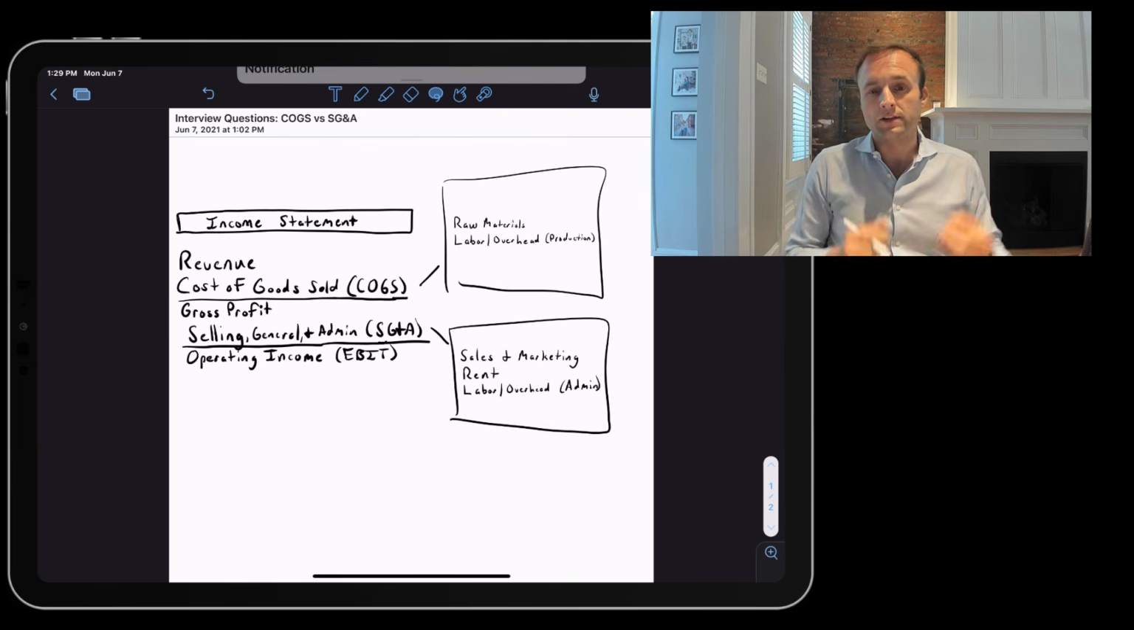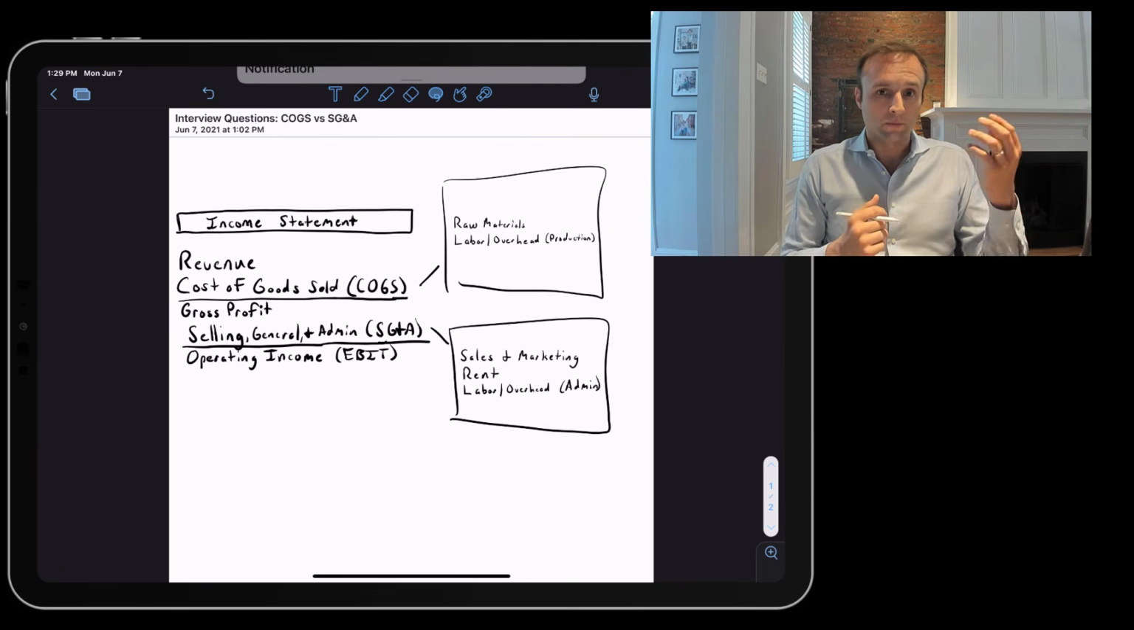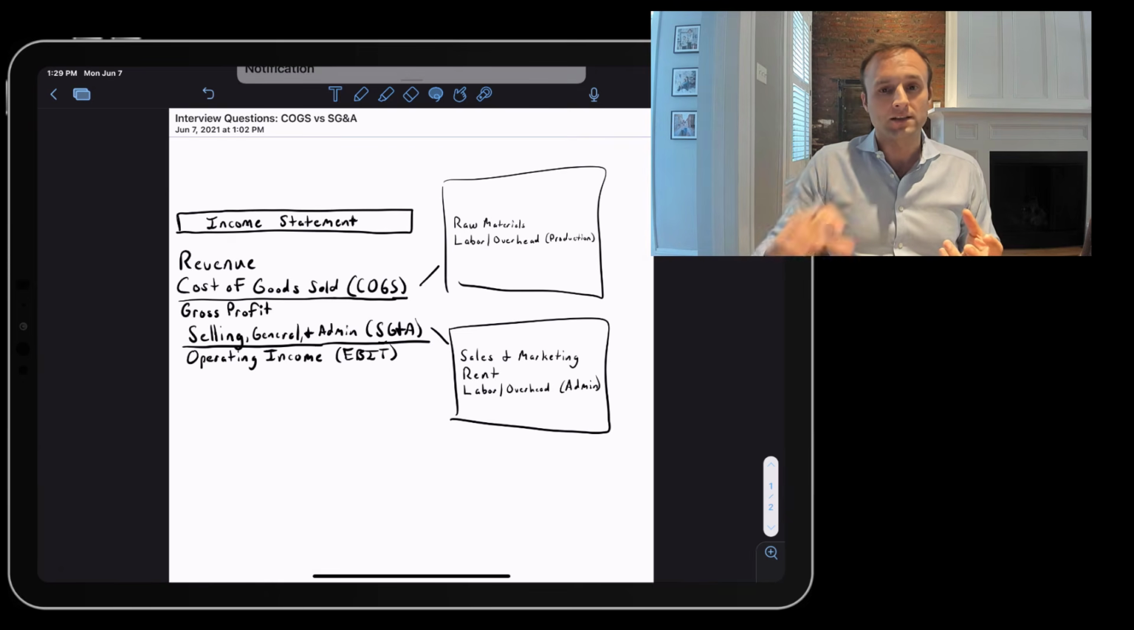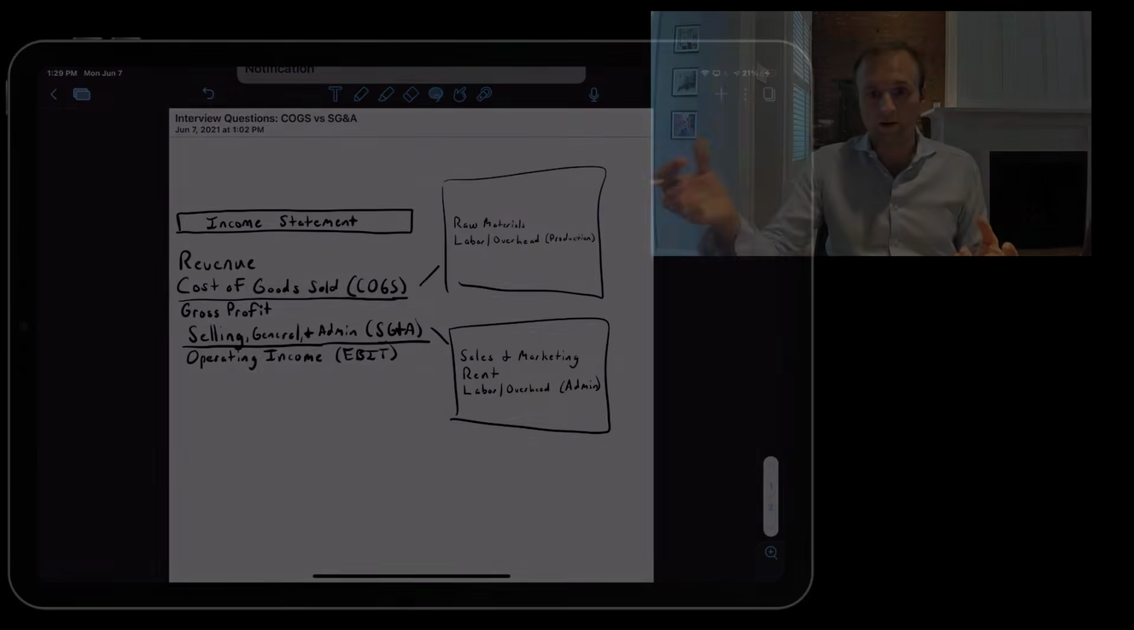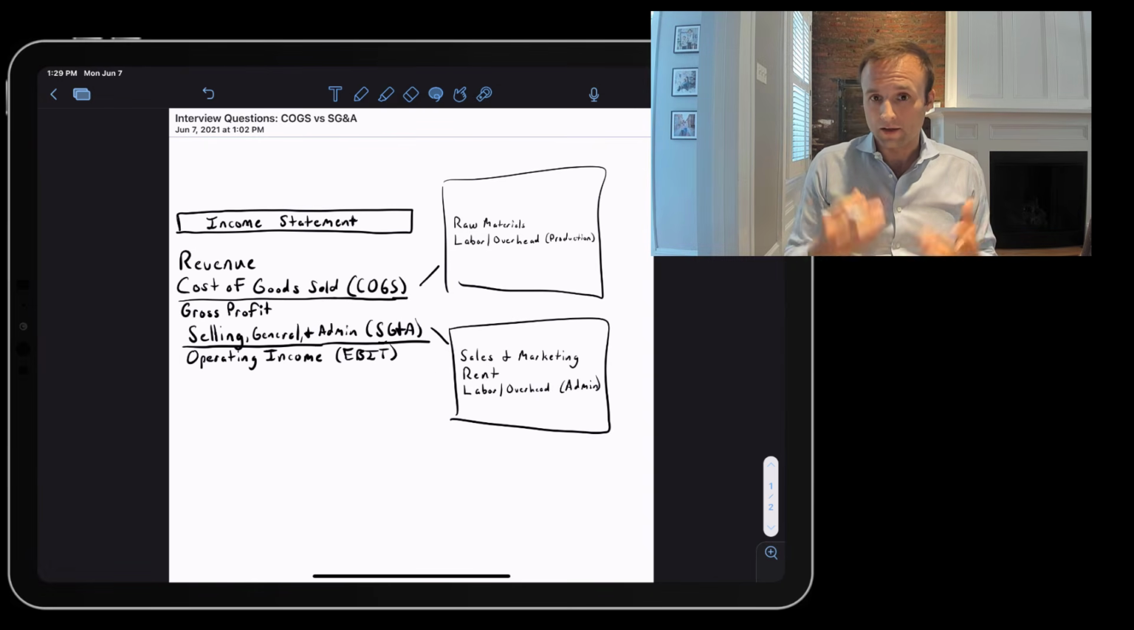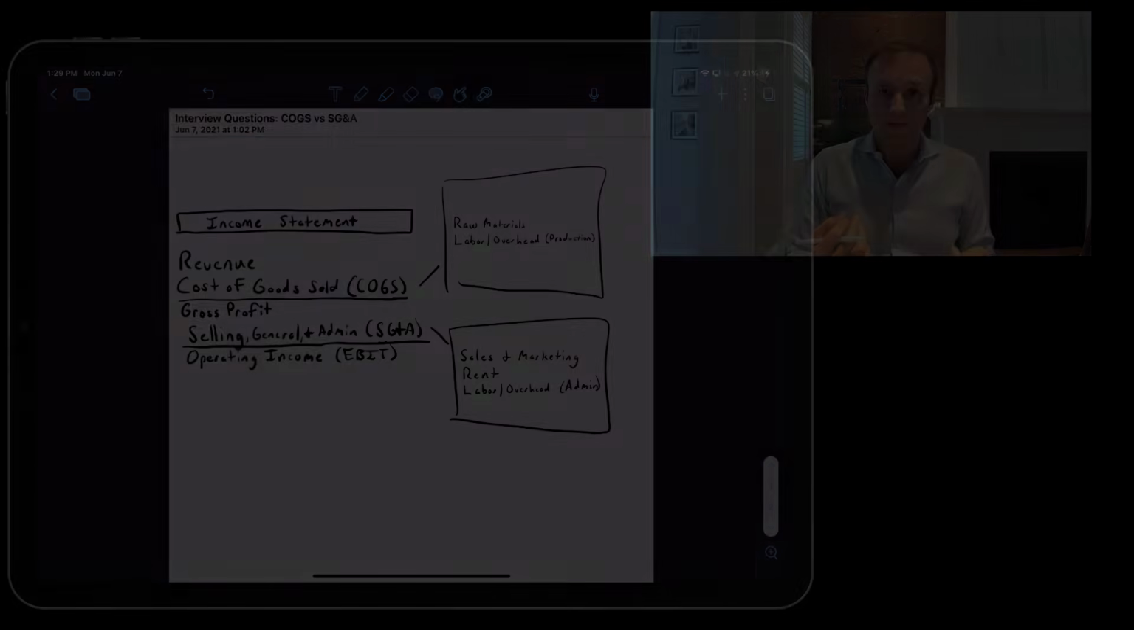So the punchline here is cost of goods sold are production costs and anything related to production. SG&A is anything that's not related to production, and that's what we call our overhead costs. So if I were asked this in an interview, the answer would simply be cost of goods sold are our production costs, and SG&A are all our overhead costs not directly tied to production. It's as simple as that.